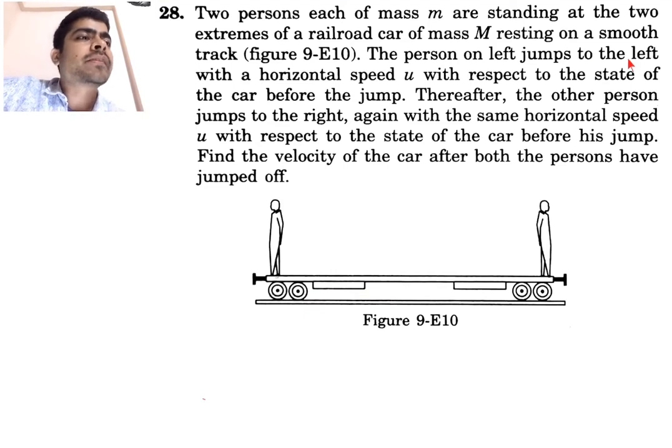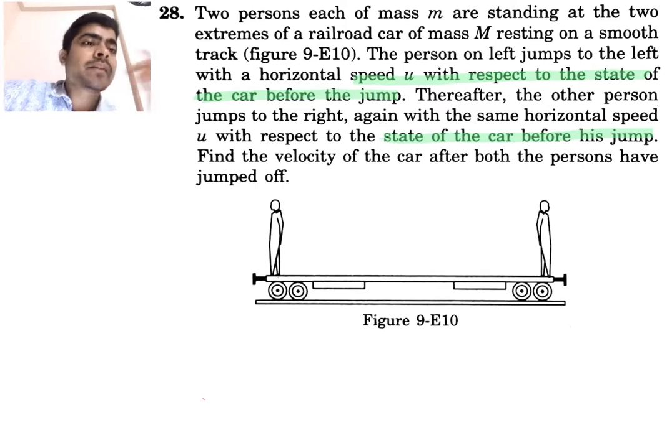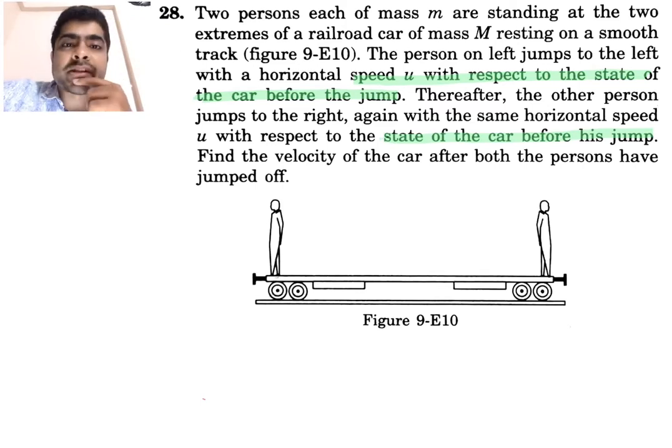The person on left jumps to the left with a horizontal speed u with respect to the state of the car before the jump. This is very important. Speed u with respect to the state of the car before the jump. Okay. Thereafter, the other person jumps to the right again with the same horizontal speed u with respect to the state of the car before his jump. Okay. This statement is very important. State of the car before his jump. Okay, find the velocity of the car after both the persons have jumped off.